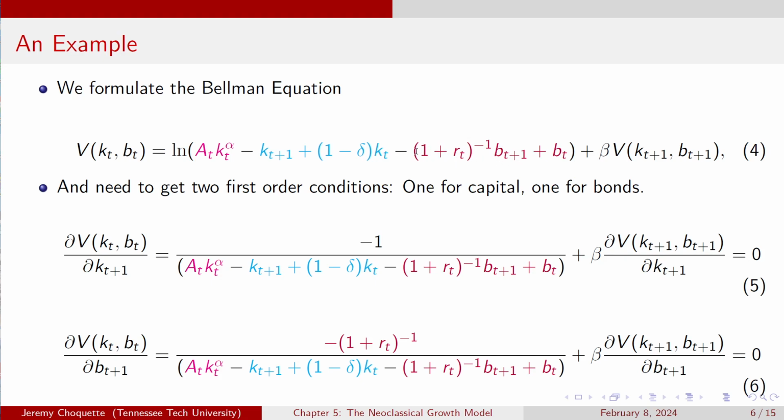And what would the derivative of this with respect to bt plus 1 be? Well, that bt plus 1 would differentiate to 1. So it's really just negative 1 plus the real interest rate to the negative 1 power. And that's this right here. So it's negative 1 plus the real interest rate to the power negative 1 over consumption plus beta times the partial of v of kt plus 1 and bt plus 1 with respect to bt plus 1, and that's equal to 0. So I did 1 for capital and 1 for bonds. Shouldn't be too terrible, right?